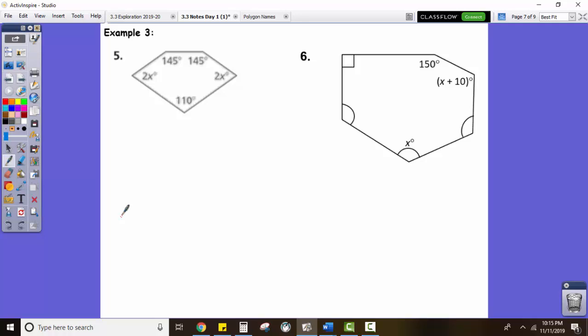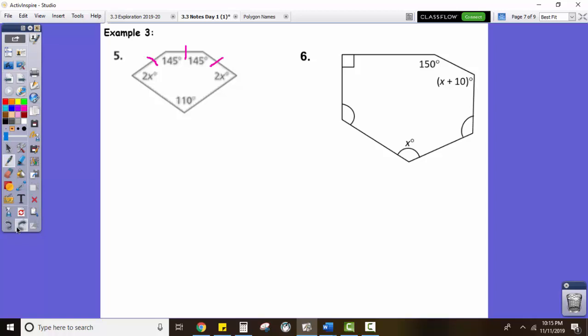Okay, for example 3 here, actually number 5. First we need to notice that we've got a polygon here. Look at what's different this time. Instead of just x, I have 2 angles that are not known, and they're not just x, they're 2x. So this is going to work a little bit differently, and this is why we're going to have an equation. But to start off, it's the same.